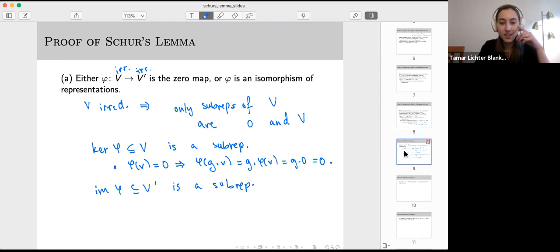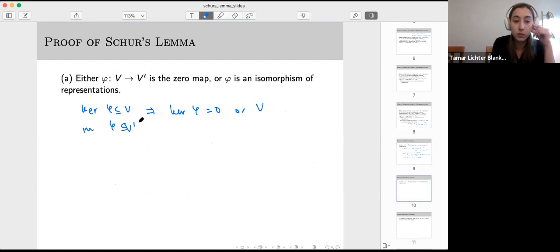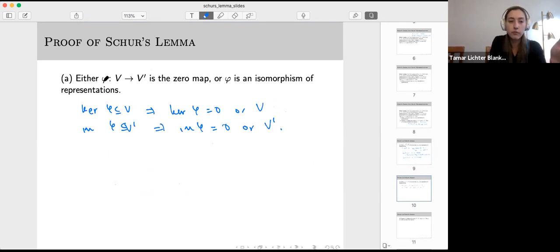Now to prove this, I'm going to go on to the next page so I don't squish this. I have kernel of phi is a subrepresentation of V, so kernel of phi is 0 or V, and the image of phi is a subrepresentation of V prime, so the image of phi is 0 or V prime. What are we actually trying to show? We're trying to show that phi is either 0 or an isomorphism.